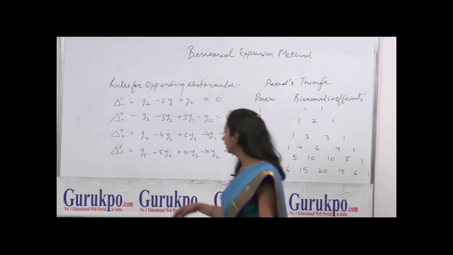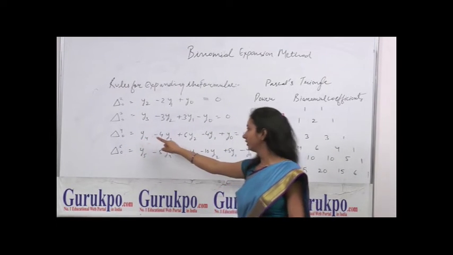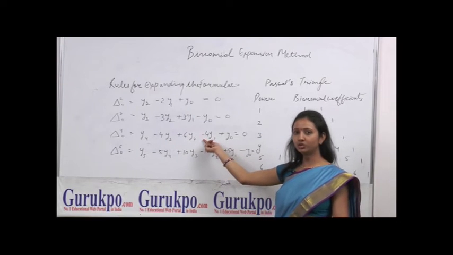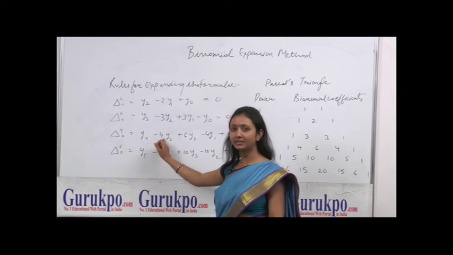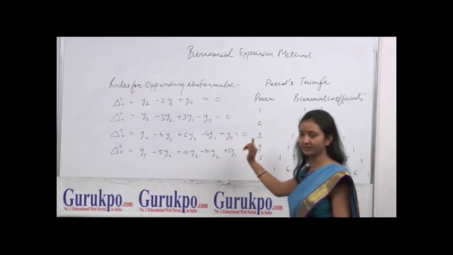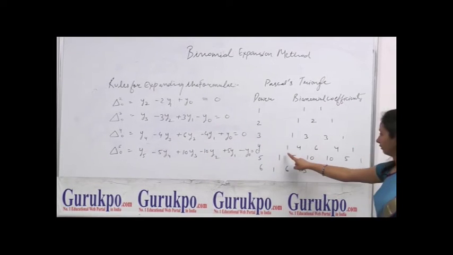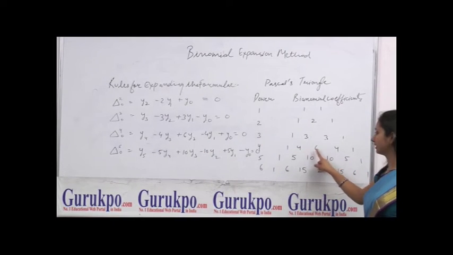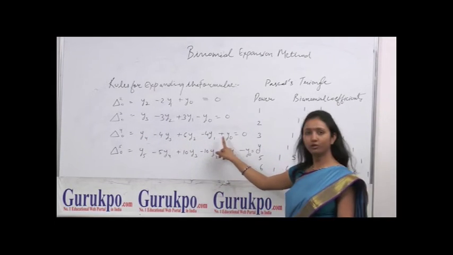Again, delta 4, y0. We will start from y4, y3, y2, y1, y0. And the signs will be plus, minus, plus, minus, plus. Again, the digits will come from this side, 1, 4, 6, 4, 1.